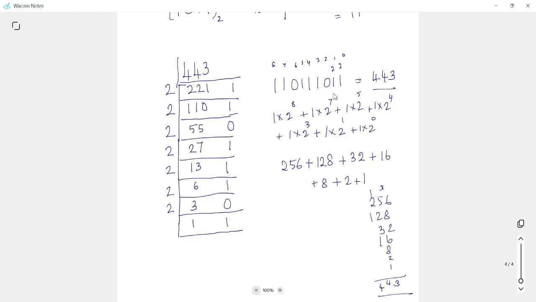Okay. So you can practice this with other numbers, and you can convert them back to decimal. You should be able to get the same number again if you did it right. And it is pretty simple. All you have to do is divide by 2 till you get a remainder of 1 or 0.